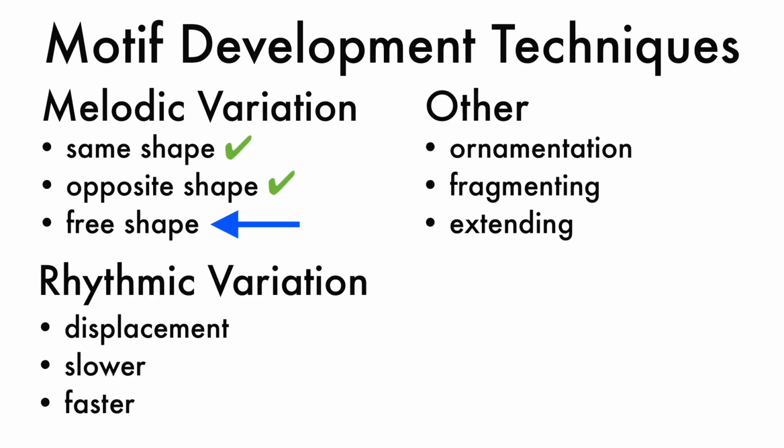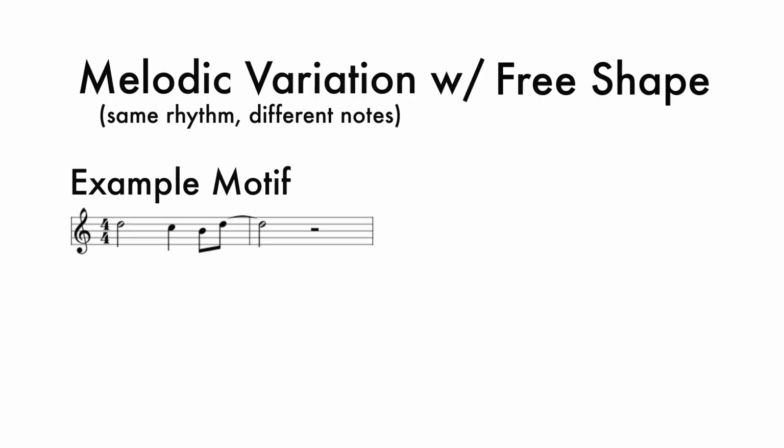Alright, so that was melodic variation using the opposite shape. Now let's move on to free shape. Like other melodic variation techniques, we're going to preserve the rhythm of the original motif. So here's an example, again from All of Me. This is from 8 bars from the end, and you can see the rhythm written out here.